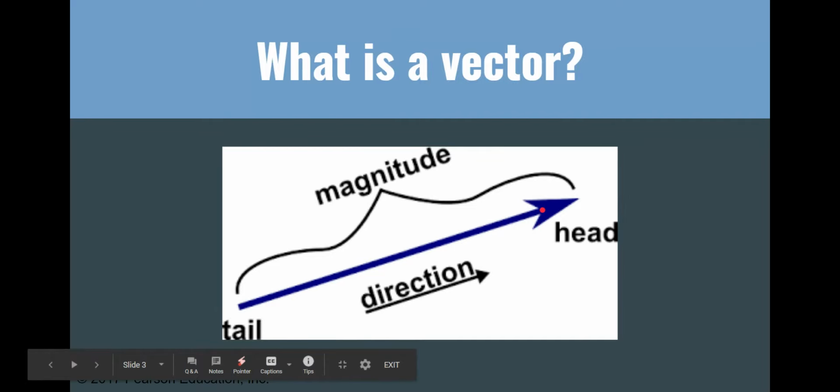So if it's pointing in the right direction, depending on how you've set your coordinate system, it will tell us if the direction is in the positive direction or the negative direction. The arrow portion is going to be called the head, and the beginning portion is the tail.